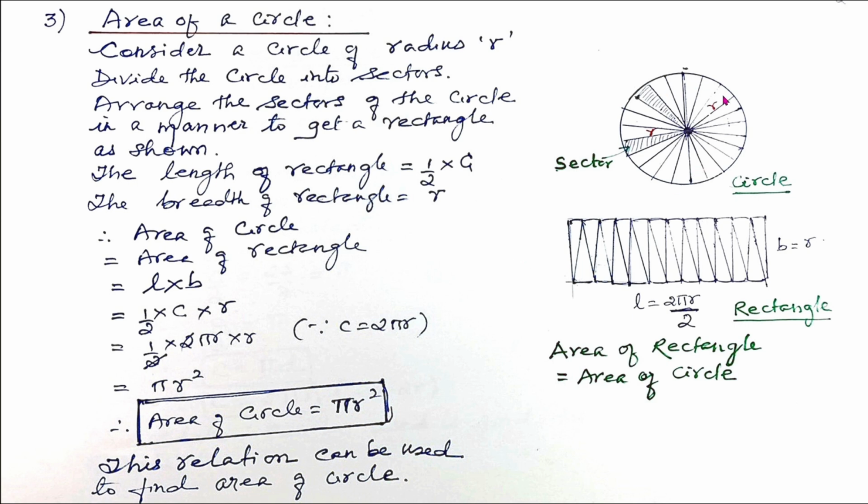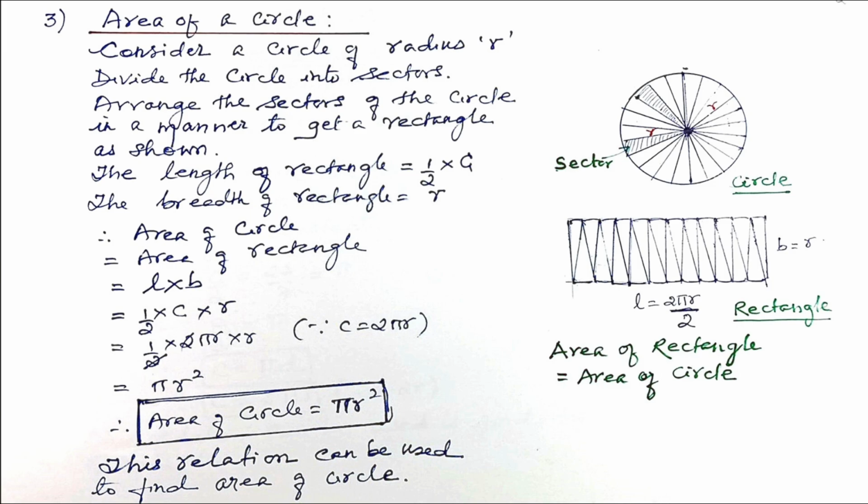So, divide the circle into a number of sectors and arrange these sectors as shown to form a rectangle. So, this is sector 1, sector 2, sector 3, arranged to get a rectangle. We find that the length of the rectangle is half of the circumference of the circle and its breadth is the radius of the circle. Now, if we find the area of the rectangle, then we have found the area of the circle. So, the area of the rectangle is equal to length into breadth, that is half into circumference into radius, that is half into 2 pi r into r, because circumference is 2 pi r, and the 2 will cancel, we get pi r square. Therefore, the relation to find the area of a circle is pi r square.